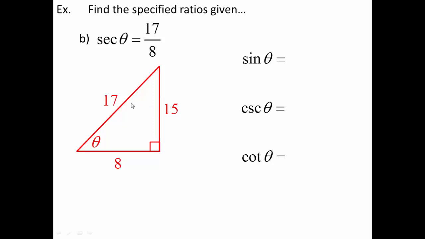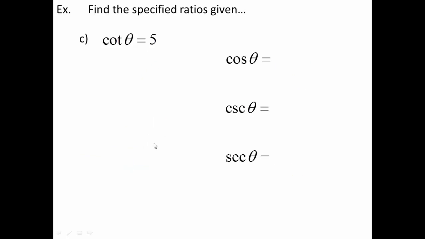So sine would be opposite over hypotenuse, 15 over 17. Cosecant, let's just take the sine and flip it upside down and be done with it. Cotangent, remember tangent is opposite over adjacent, so cotangent is adjacent over opposite, 8 over 15. All right, let's do one more, and then before we move on, once you give this one a try, think about this one before you just hit play and see what I do.